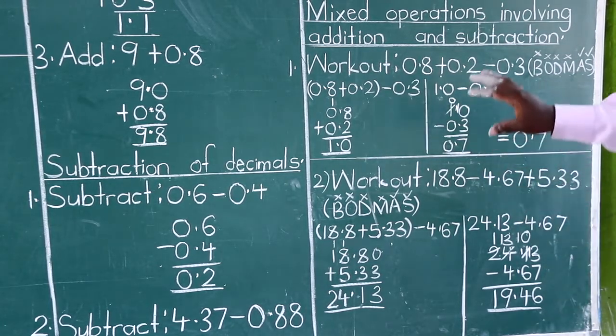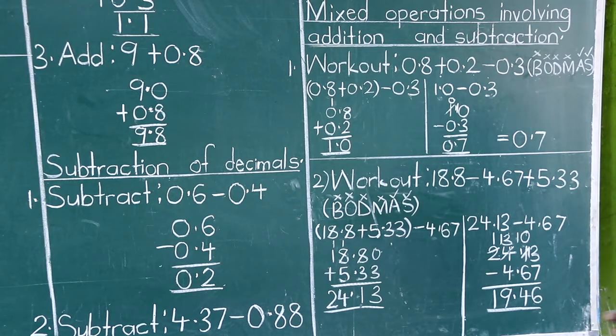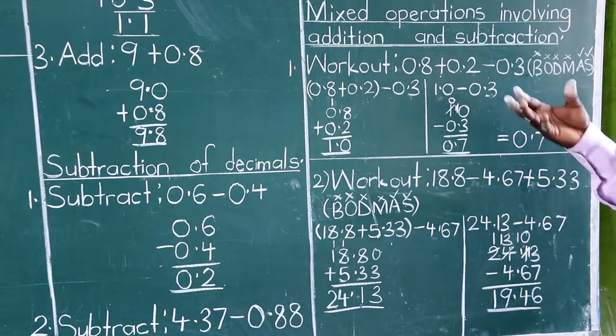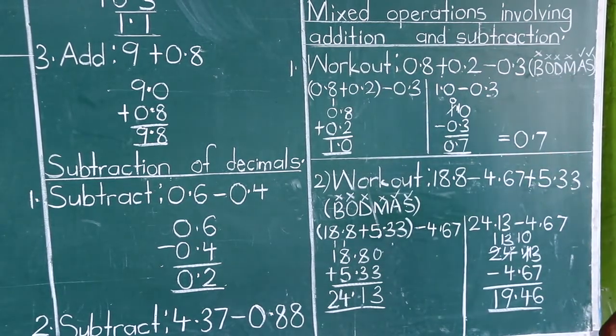So that's the way we add and subtract in the same number. So when you've got a number that's got addition and subtraction, follow BODMAS. Remember addition comes first in BODMAS, and then you will be able to order and add, then later subtract accordingly.